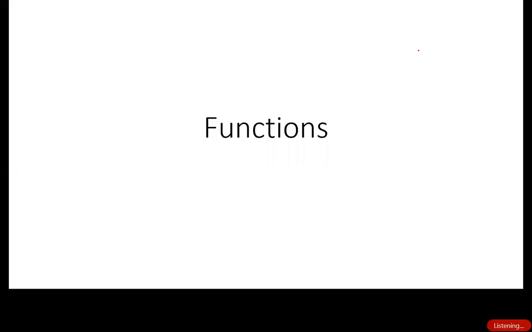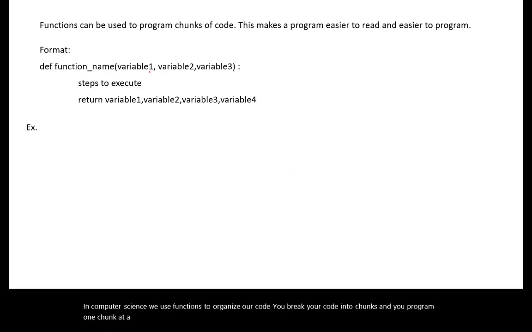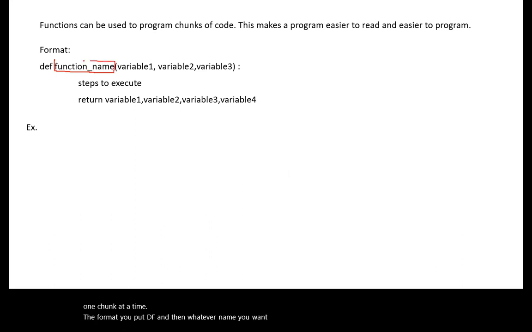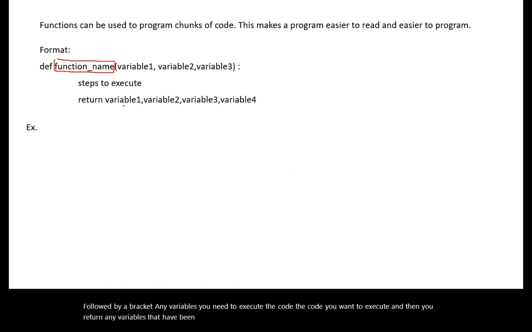In computer science, we use functions to organize our code. You break your code into chunks and you program one chunk at a time. The format: you put DEF and then whatever name you want for your function, followed by a bracket, any variables you need to execute the code you want to execute, and then you return any variables that have been changed that the main line needs to know about.